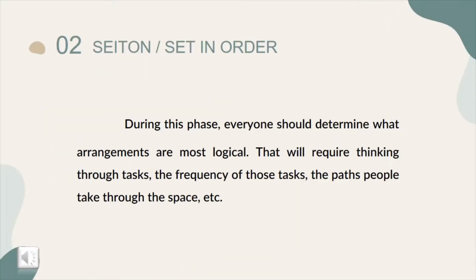The second S in the 5S system is what we call Seiton or set in order. During this phase, everyone should determine what arrangement is most logical, which will require thinking through tasks, the frequency of those tasks, the paths people take through the space, and so on. In short, after you put all the things that you need in your workplace, it is time to think about whether you arranged the equipment well according to their use.